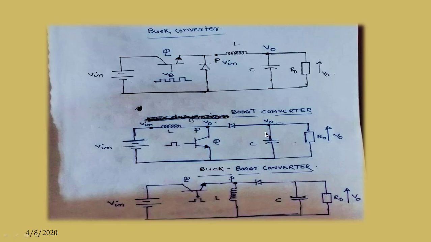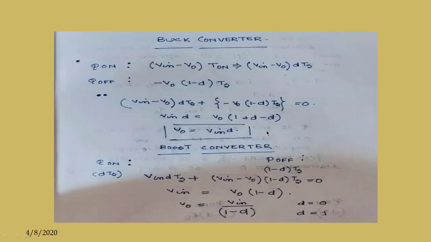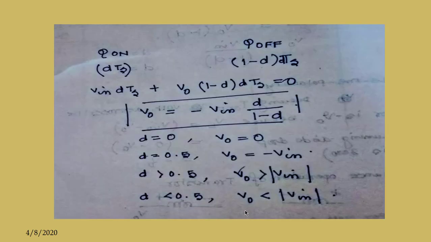So this d will never be 1. It is always close to 1, which will give boost operation, because 1 minus 1 is 0, and something divided by 0 is infinity, so V0 is boosting up, and d is never 1, it is less than 1. So we will get a higher voltage at the output than the input, so it is the boost operation.